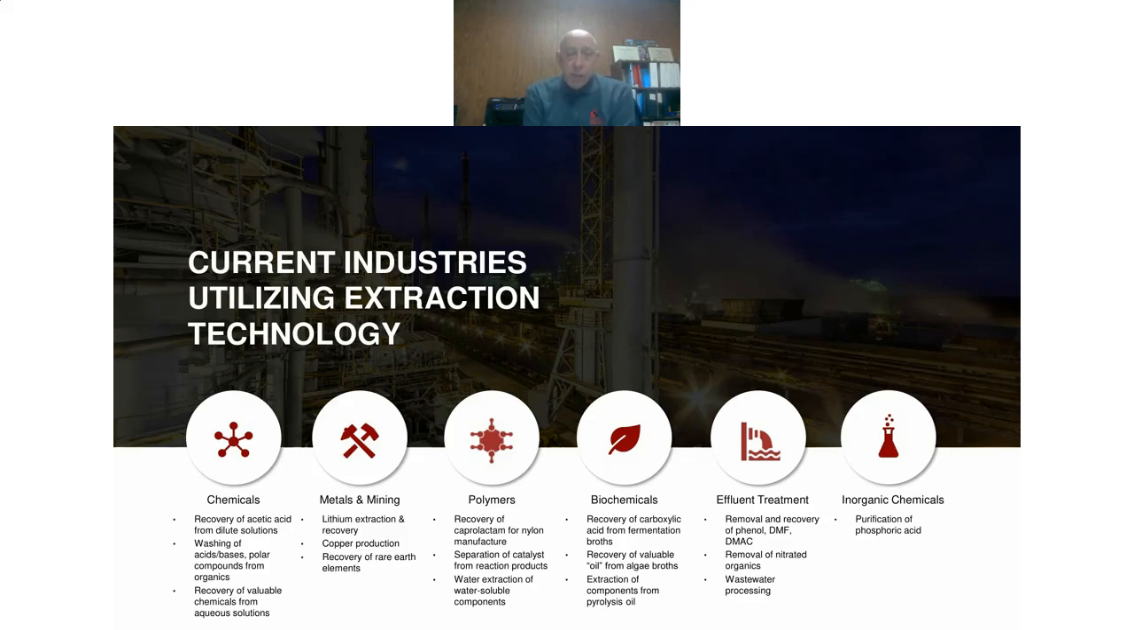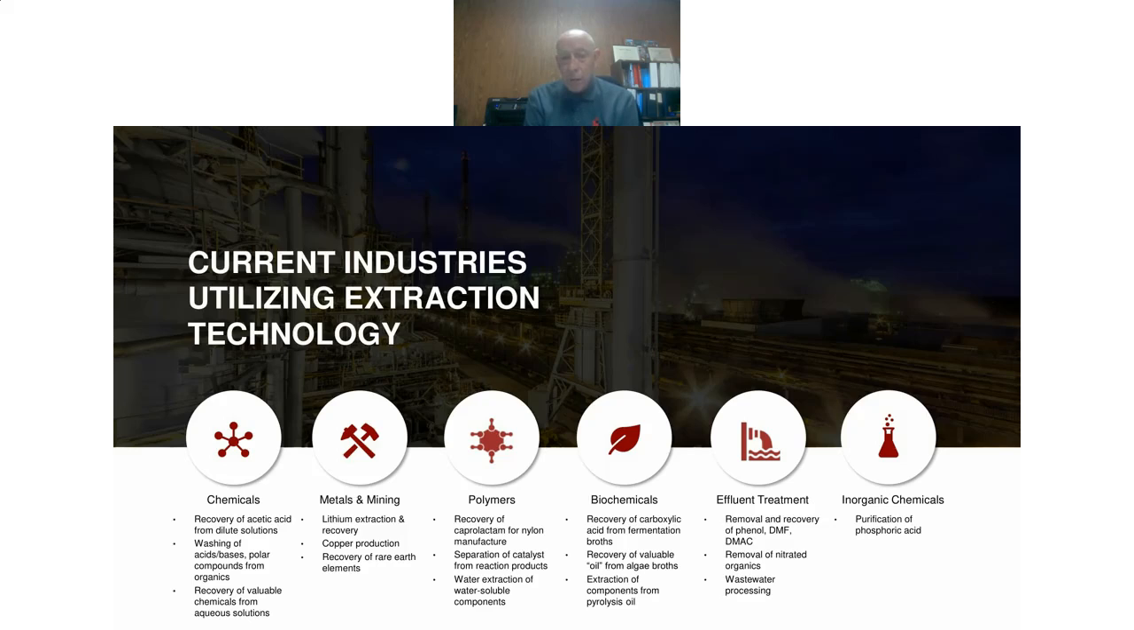What industries use liquid extraction? You can see just about everything in the CPI industry would be using liquid extraction. Certainly a lot of work is done in the chemical industry, things like acetic acid extraction and removal of polar compounds from aqueous streams, and recovery of oftentimes just valuable products that companies are making.